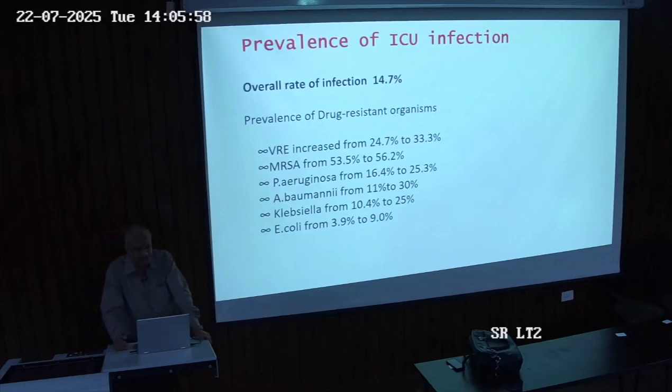MRSA from 53 to 56%, Pseudomonas from 16.4 to 25%, Acinetobacter from 11 to 30%. You can see the importance of Acinetobacter baumannii infections, which are causing drug resistance or antibiotic resistance. Klebsiella from 10.4% to 25%, E. coli from 3.9 to 9.0%.